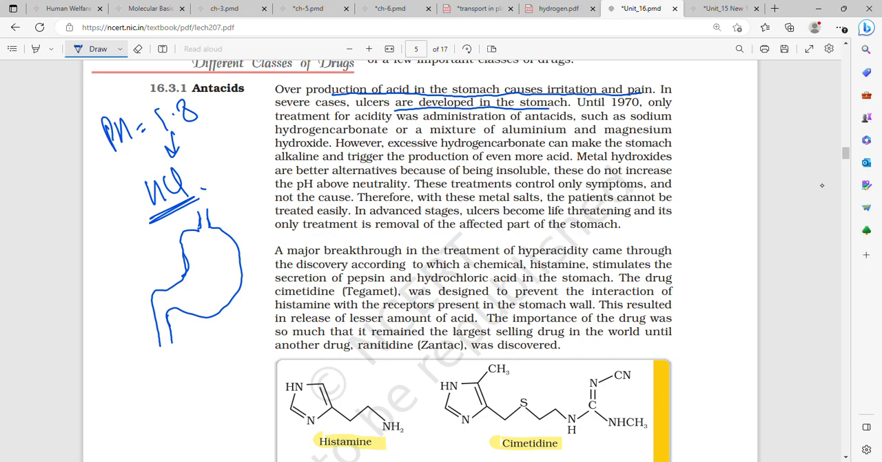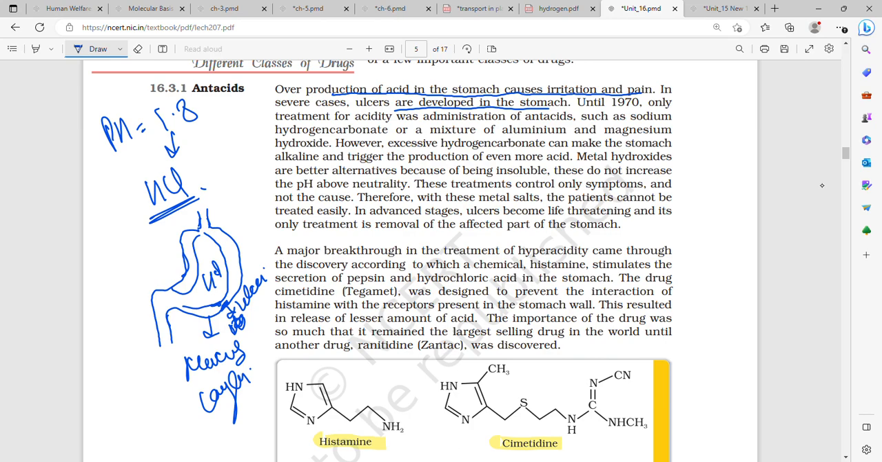So we know that we have a mucus layer, and here is HCl. With overproduction of HCl, this mucus lining will slowly become thinner and thinner and thinner, and the moment the HCl directly touches the lining of our stomach, it will cause ulcer. This is called a stomach ulcer.